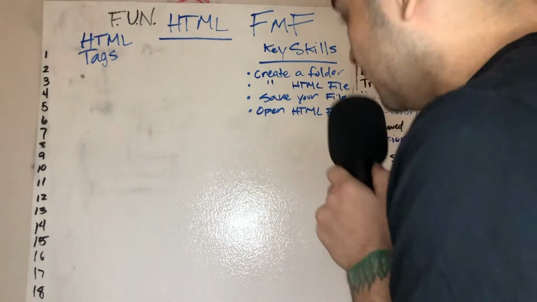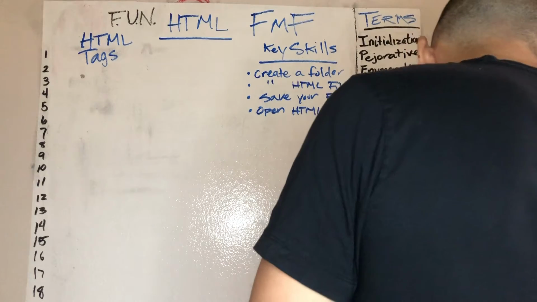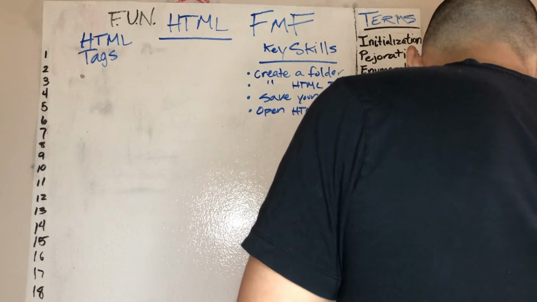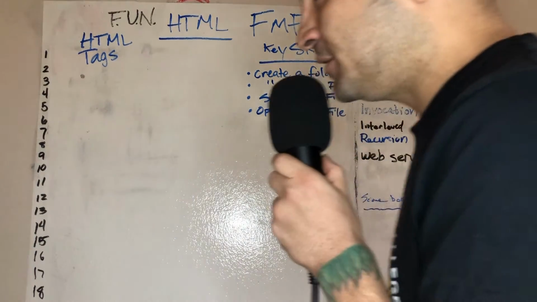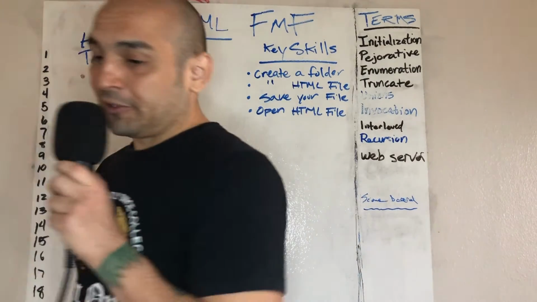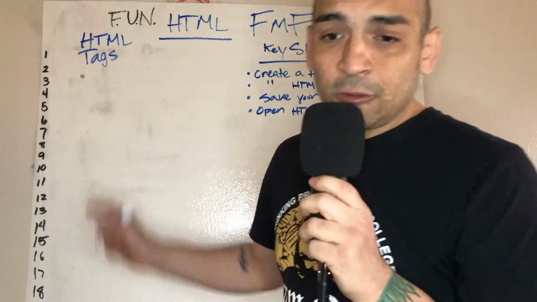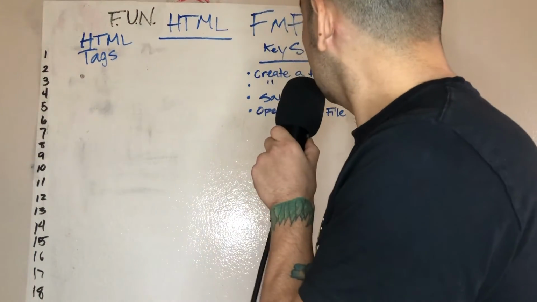Okay, the first tag we're going to go over is DOCTYPE, because that's the first tag that needs to be established on your document when you start writing your code.